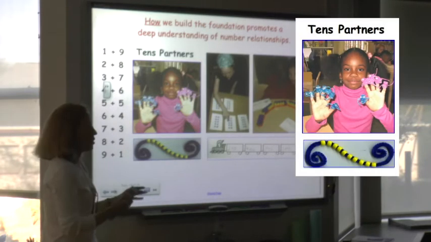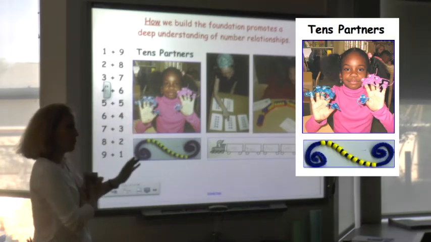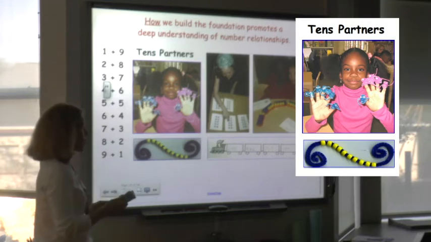Here she's using monsters to show 6 plus 4 to her partner, who's then recording it, and with her fingers and her puppet she'll make all of the tens partners.